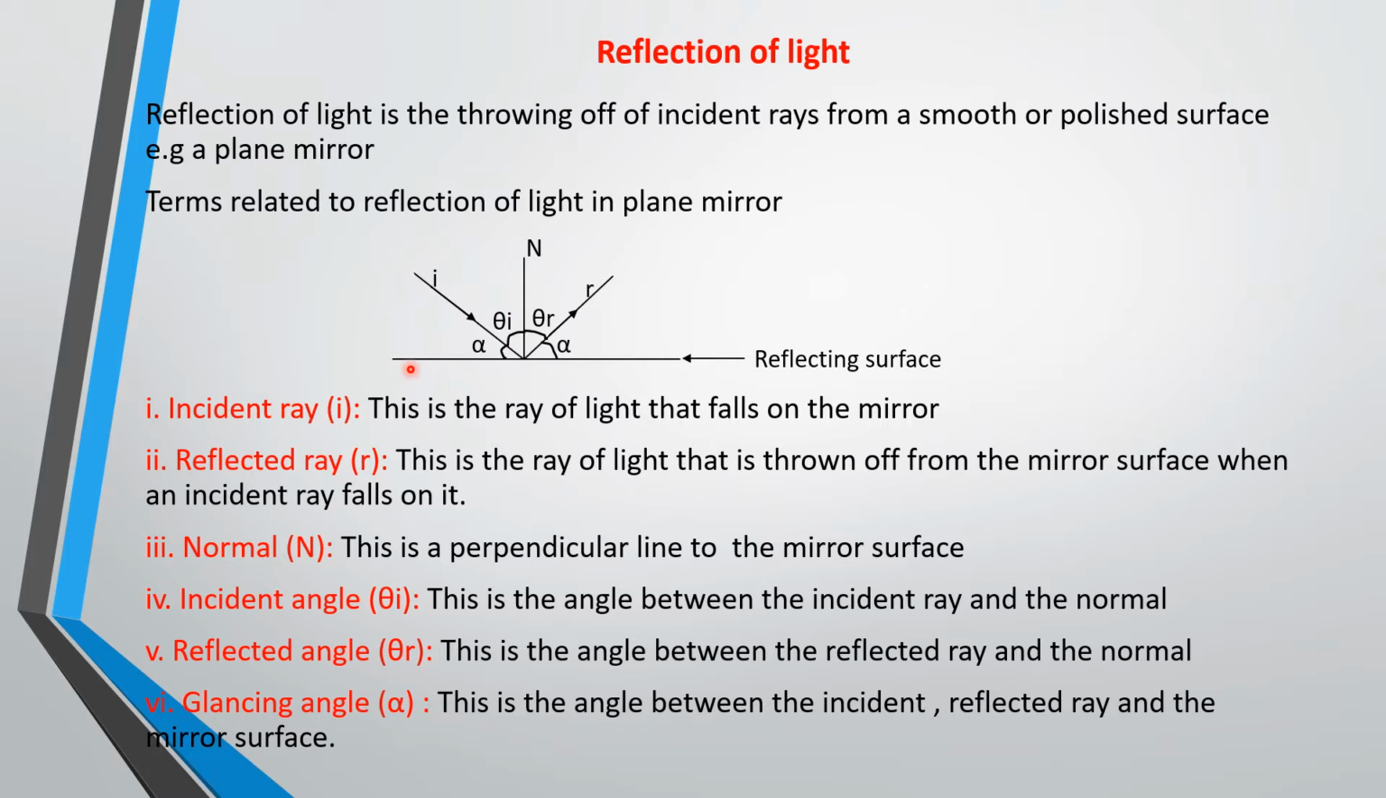Alright, then the angle between the reflecting surface and the incident ray, or between the reflecting surface and the reflected ray, is known as the glancing angle, and these two angles are equal. So the one between the incident ray and the smooth surface and the reflected ray and the smooth surface, they are equal and they are known as glancing angle. So that is the glancing angle. Now we'll look at the types of reflection, and then the laws of reflection.